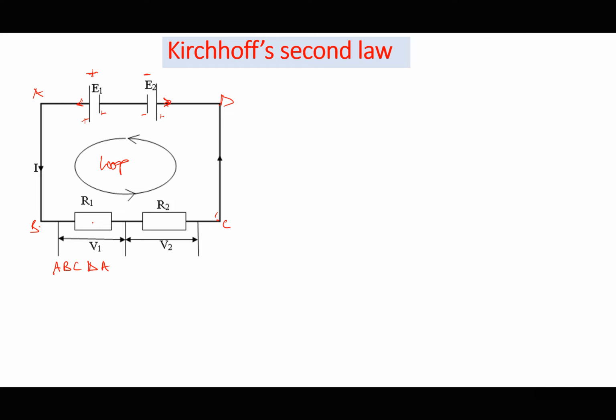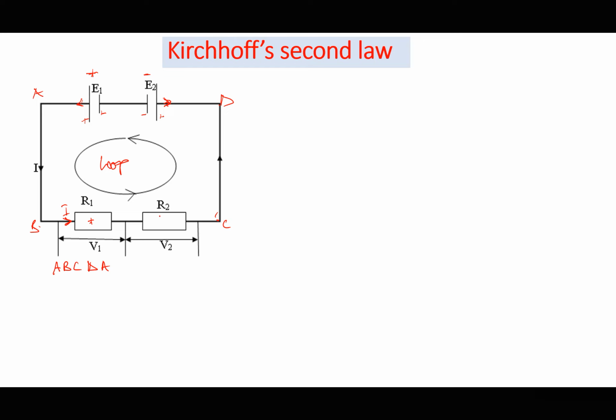Then I talk about the PDs. Of course, for the PDs, I look at the components outside the cells. In moving around from A to B, B to C, C to D, D to A, the current through R1 is in this direction. It is in the same direction as the loop. If the current is in the same direction as the loop, the PD there is positive.